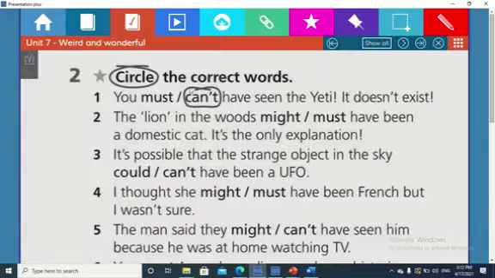Of course, why do we use can't here? It doesn't exist. So you can't have seen the Yeti, which is the giant snow creature, snowman. It doesn't exist. That's why it can't be true. That's why we use can't. The lion in the woods must have been a domestic cat. It's the only explanation, so I'm quite sure. That's why we use, of course, must.